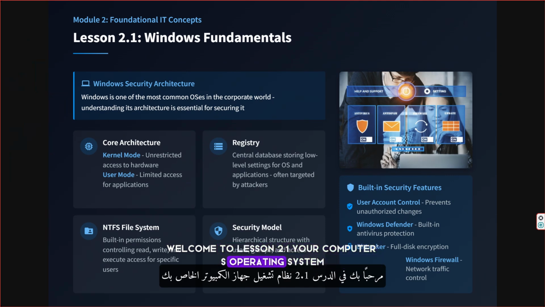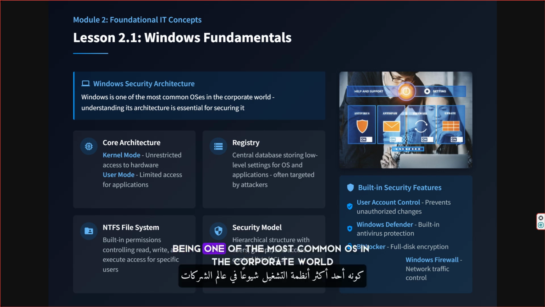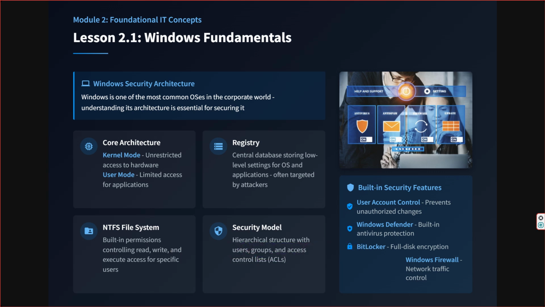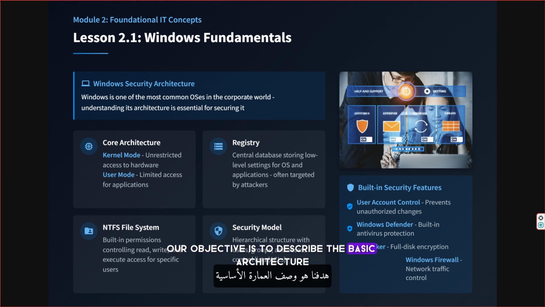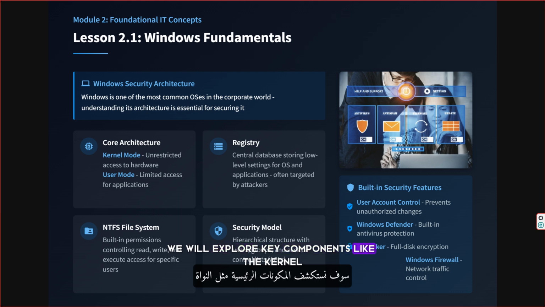Your computer's operating system is like the blueprint of a house. Windows, being one of the most common OS in the corporate world, is a house you absolutely must know how to secure. Our objective is to describe the basic architecture and core functionalities of the Windows operating system relevant to security. We will explore key components like the kernel, the file system, and built-in security features.